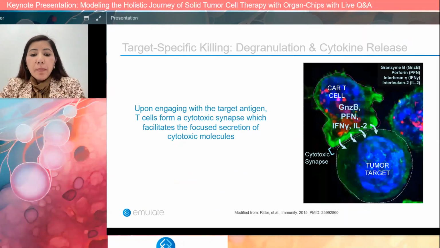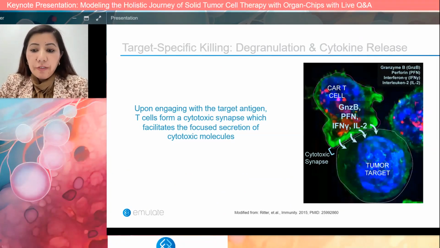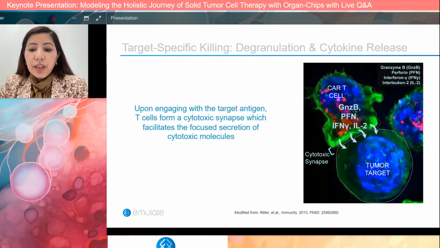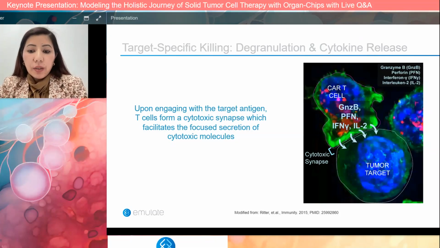So what happens upon the engagement of these T cells with the tumor cells is that it creates a cytotoxic synapse, which then leads to the degranulation of granzyme B, perforin, interferon gamma, and interleukin 2. So in our model, we also wanted to investigate if we are able to see the T cell specific degranulation and then subsequent tumor cell killing.